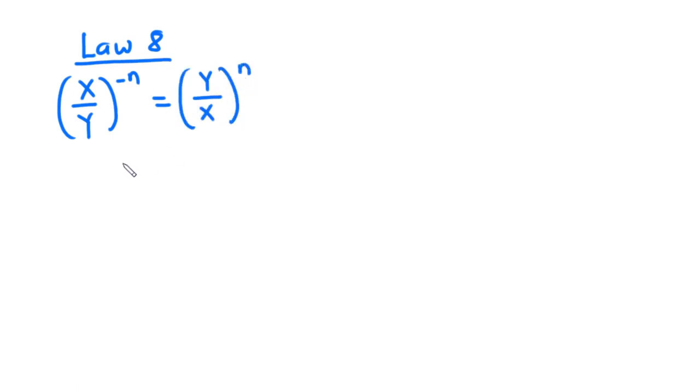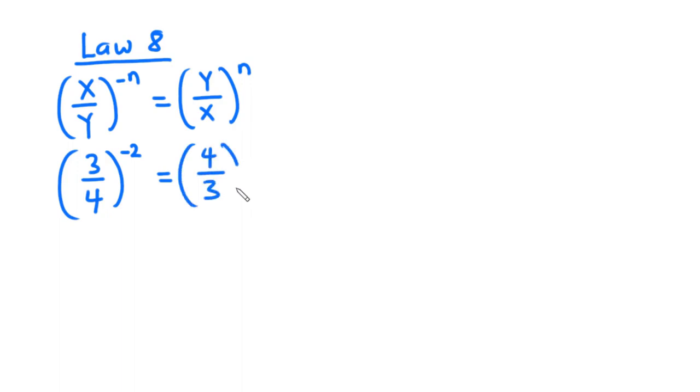Now assuming you have 3 over 4, all exponents negative 2. So you are going to interchange the positions of 4 and 3. So that is 4 divided by 3, and then you have exponent 2. Now 4 exponent 2 is 4 times 4, which is 16. And then 3 exponent 2 is 3 times 3, which is 9. Now this law will stand provided both x and y are not equal to 0.